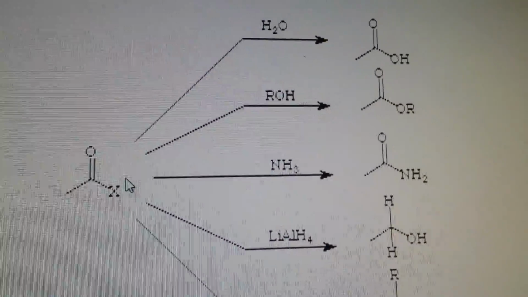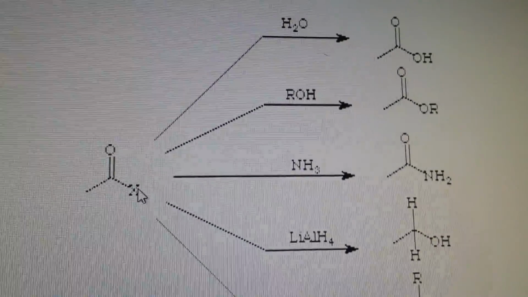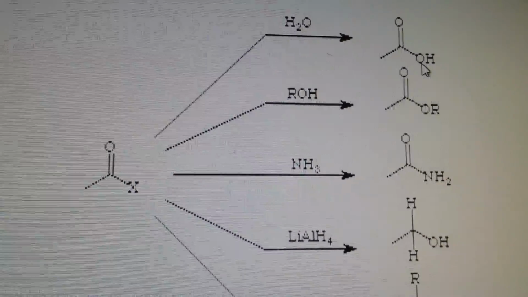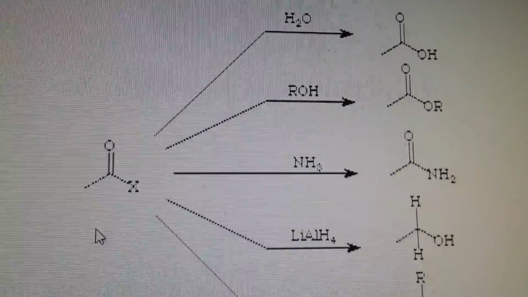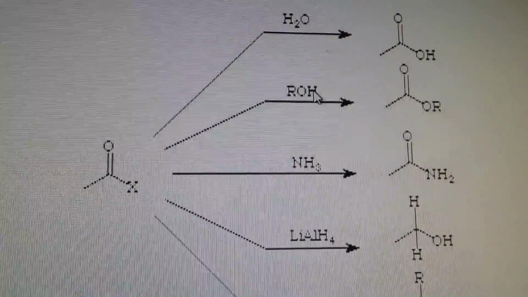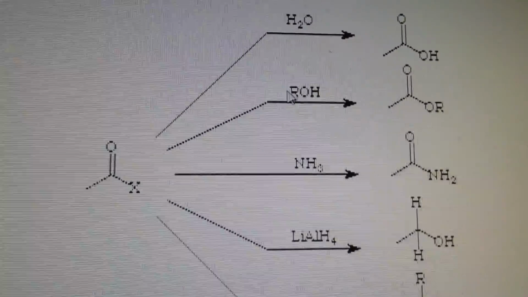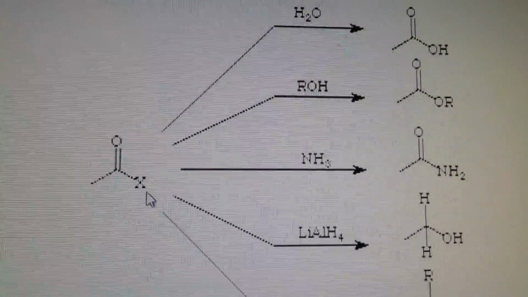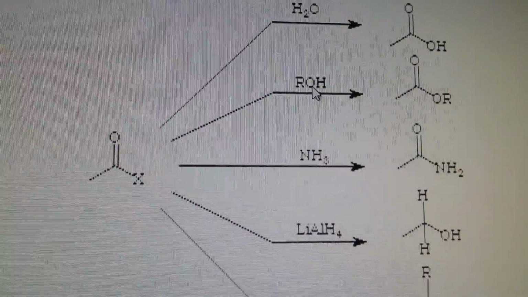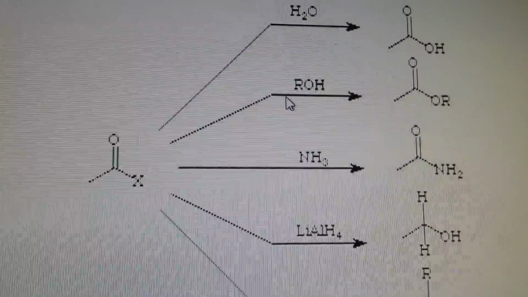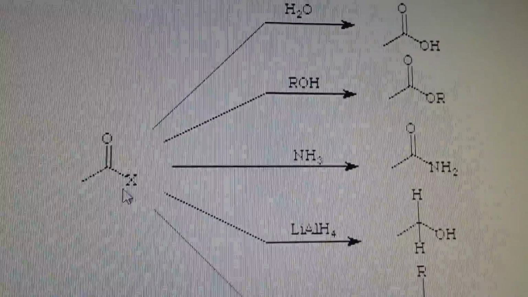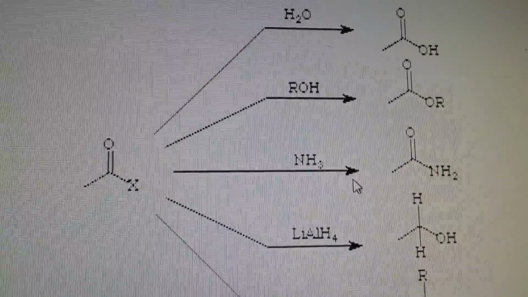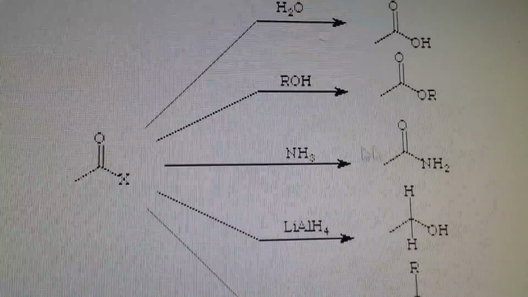Now this you see is X, and you put in water, you get carboxylic acid. This is acyl chloride. You put in ROH, you get OR. So whatever is negative comes here. This is halogen, X leaves, then whatever is there comes here. So if you put in water, OH comes here. If you put in alcohol, OR comes here. If you put in ammonia and acyl chloride, NH2 comes here.